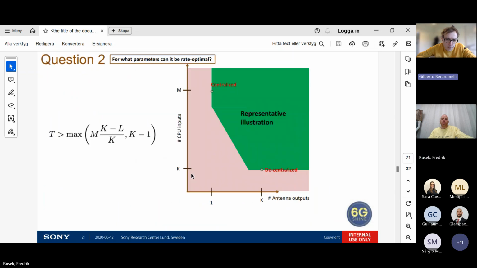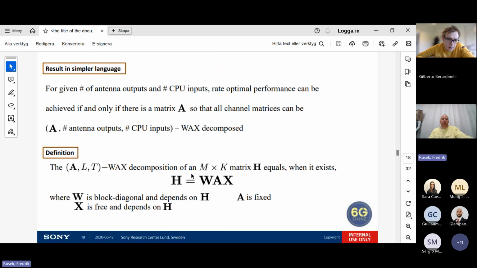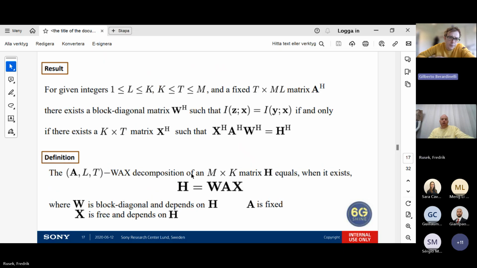Yes, I mean, the result states that you have lossless performance if any H can be expressed like this. And the W sits out at the antennas and has a structure. It is block diagonal, for example. A is whatever, and X you can pick. So an X is never actually needed.